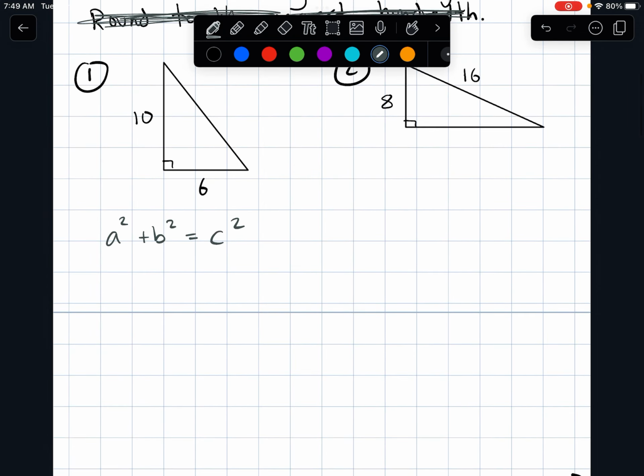All right. So if I'm trying to find my hypotenuse here, that means that I don't yet know the c value. So I'm going to replace the 10 and the 6 with a and b. I could do 6 squared plus 10 squared or 10 squared plus 6 squared. It doesn't matter. Okay, so I'm going to do 6 squared plus 10 squared equals c squared. We know that this is 36 plus 100 equals c squared. I'm going to add these together, so 136 equals c squared.